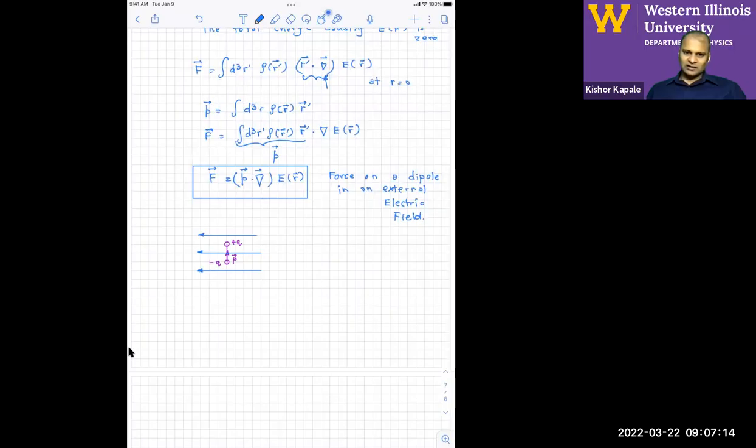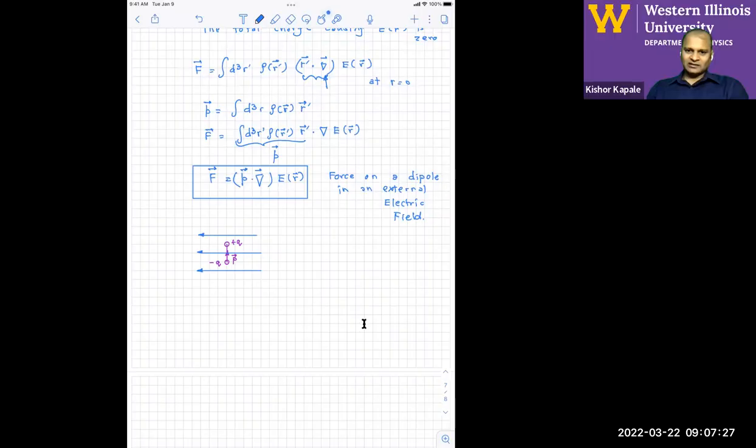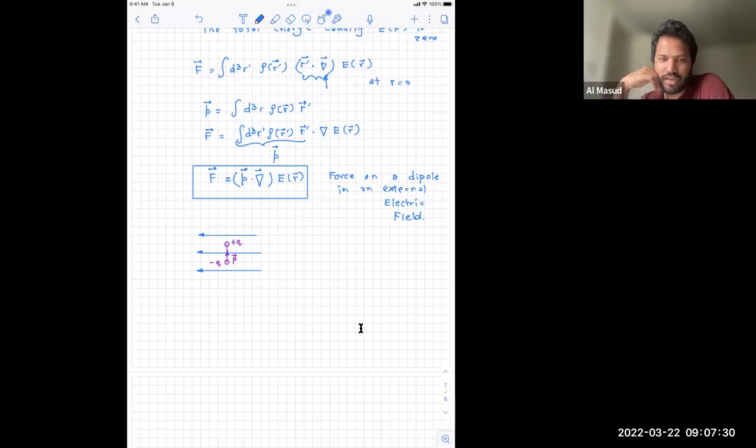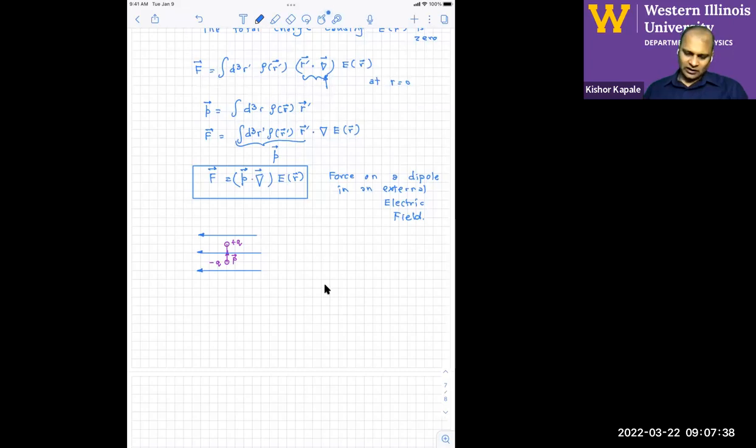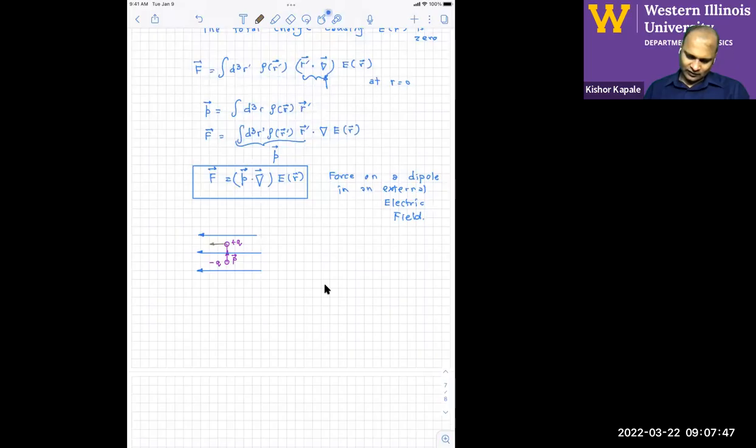Why? F is Q times E. Q is positive, so it should be in the same direction as the field, right? Yeah, same direction. And for the negative charge, it's in the opposite direction. Okay, very good. So that means the force, I think I should use a different color for the force. I'm going to use this color. So F positive is that way, F negative is that way.